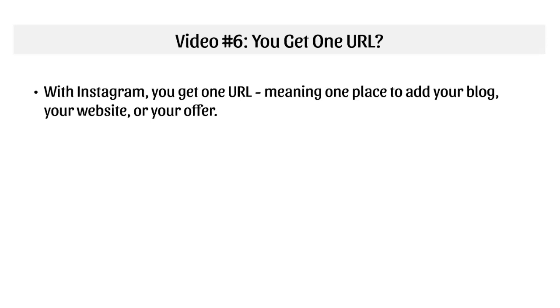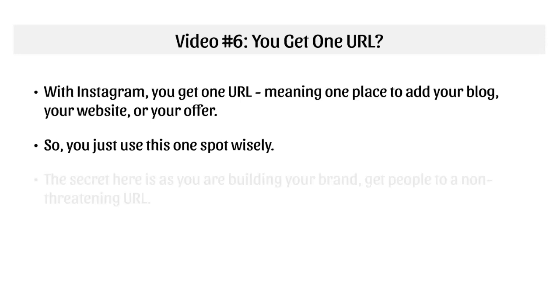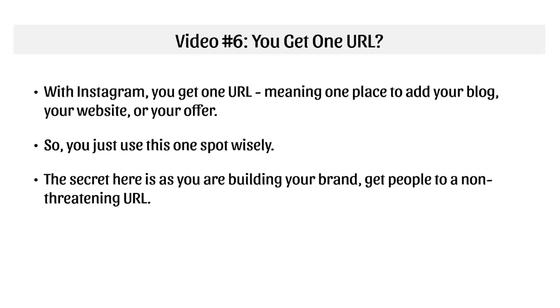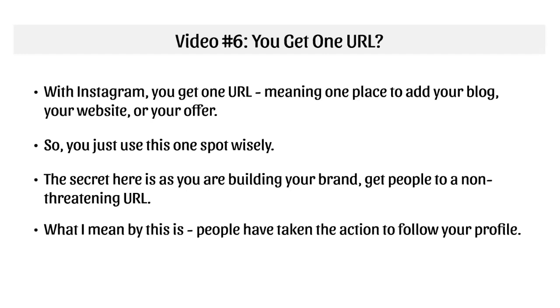All right, so with Instagram, like I said, you've got to choose one spot wisely, right? Now, the secret here is because you're trying to build your brand and your lifestyle, the ideal place to direct them to is just your website, which could be your WordPress site. And then on your WordPress site, you have your blog, your website, and your offers all on that particular site. Because you're building a brand, because you're building a lifestyle, you want to still brand yourself.